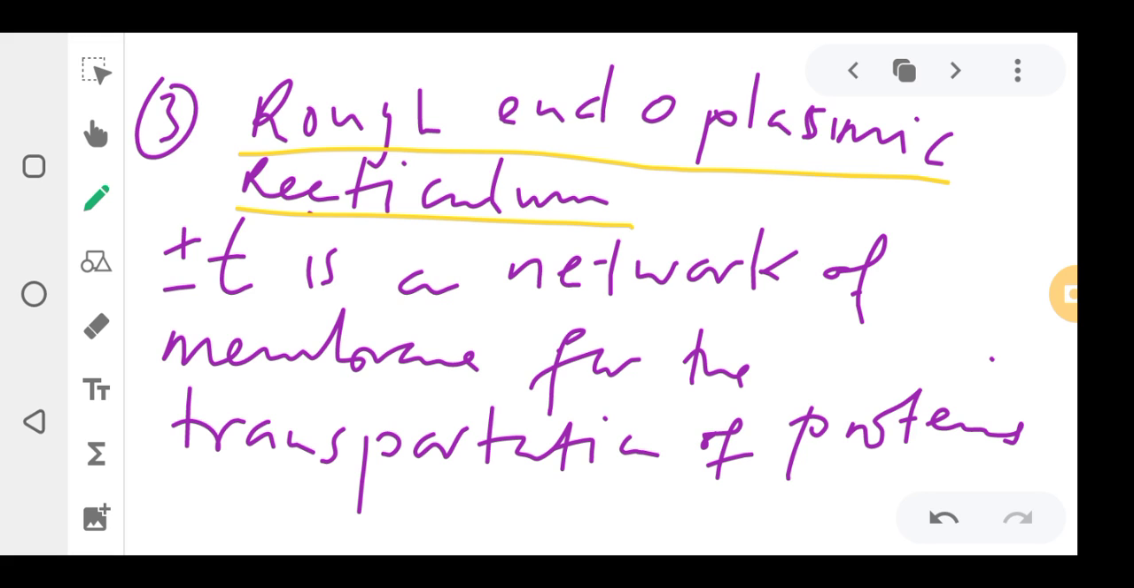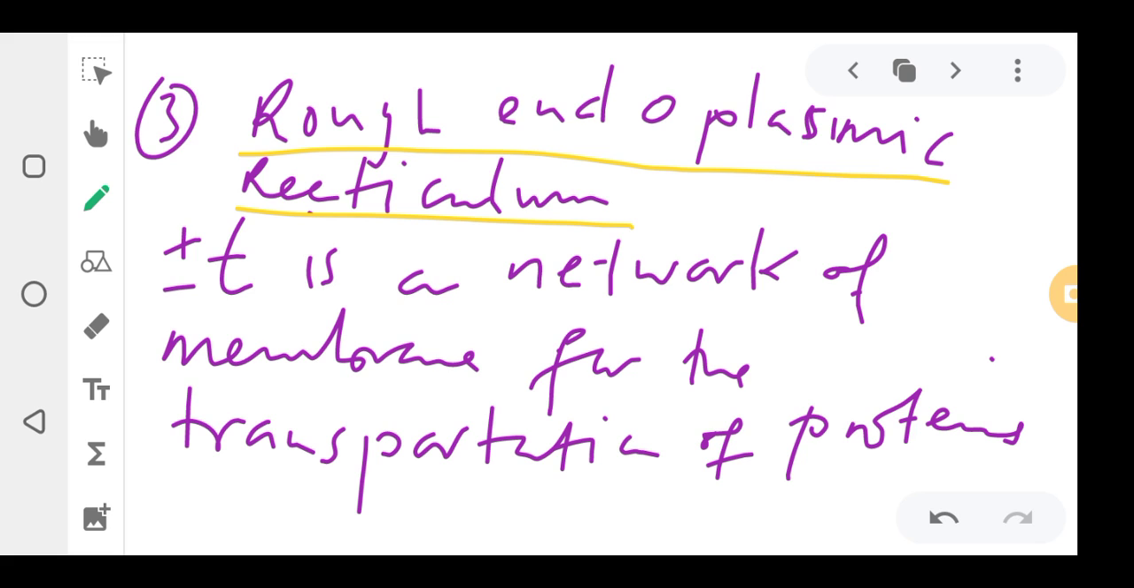The rough endoplasmic reticulum only transports proteins, but the ribosomes do not transport, they produce proteins. They are there for the synthesizing of proteins, meaning they produce proteins. So don't get them confused. One produces, the other one transports.